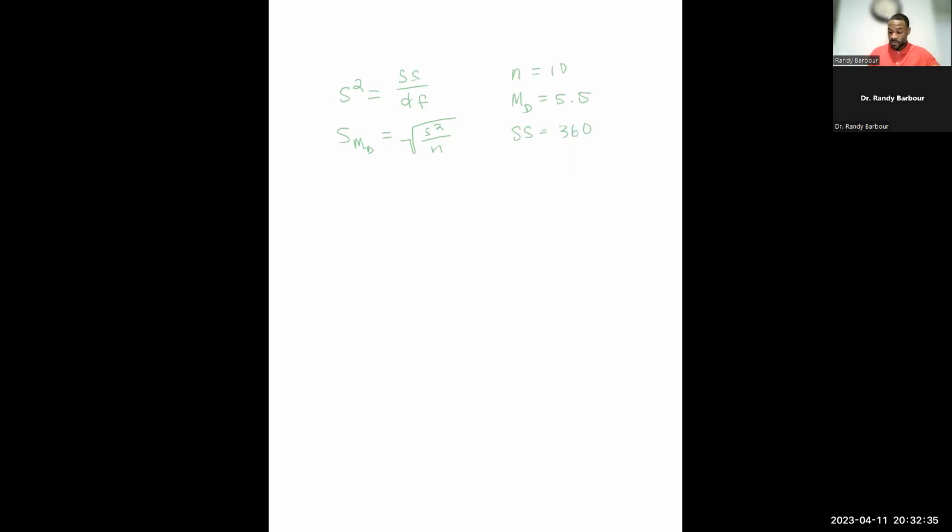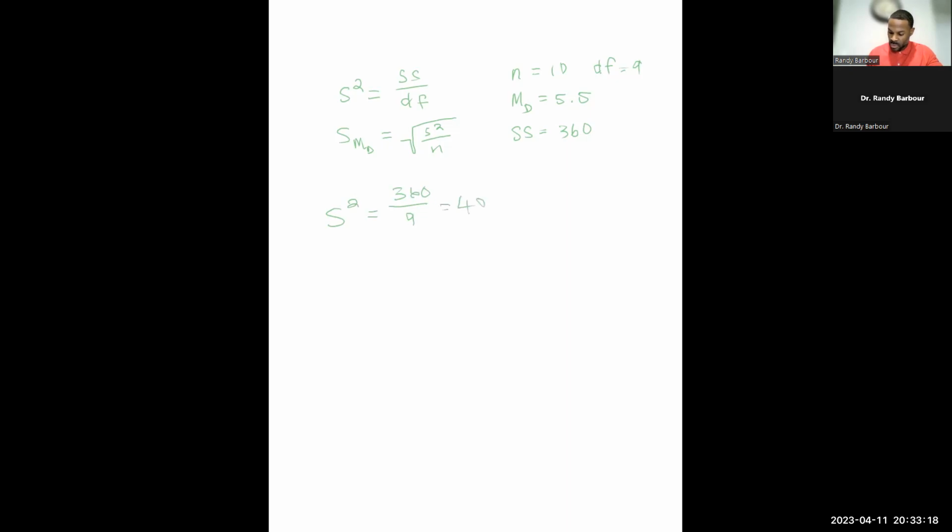All right. So first thing we're going to do, we have our sums of squares. We have pretty much everything that we need. We've got our degrees of freedom. Our degrees of freedom in this particular case will be n minus 1, so our degrees of freedom would be 9. So let's go ahead and get to it. We know s squared, our sums of squares is 360, divided by 9. 360 divided by 9 gives me 40.